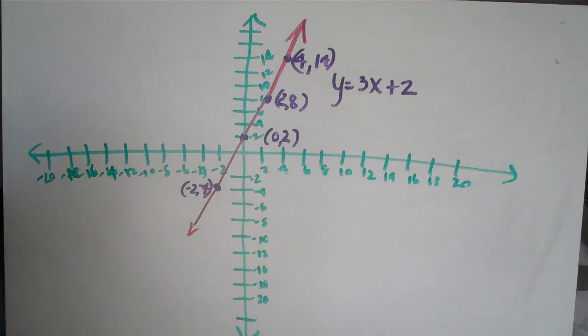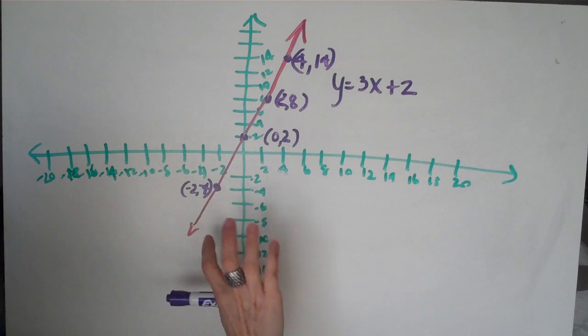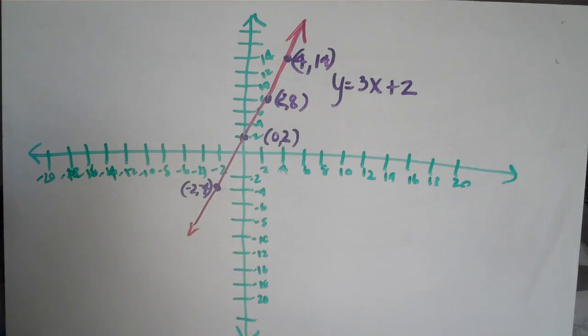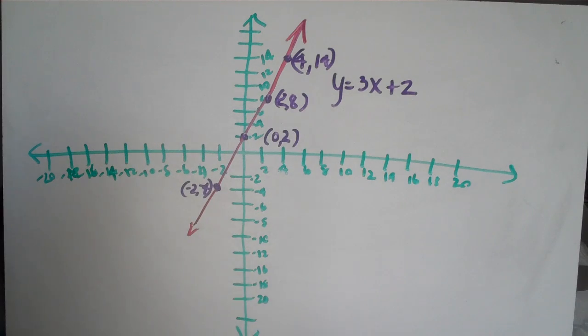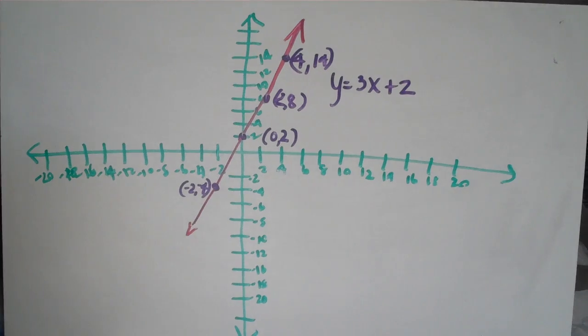Now, if you don't get a straight line, you did something wrong, either in your calculations or in your plotting of your points, okay? So the table that you have makes it really simple. All you're doing is plugging in your x values, getting a y. Then once you have your x and your y, you put it on a graph and draw a straight line. And it's as simple as that. So practice, practice, practice, and you should be good to go.